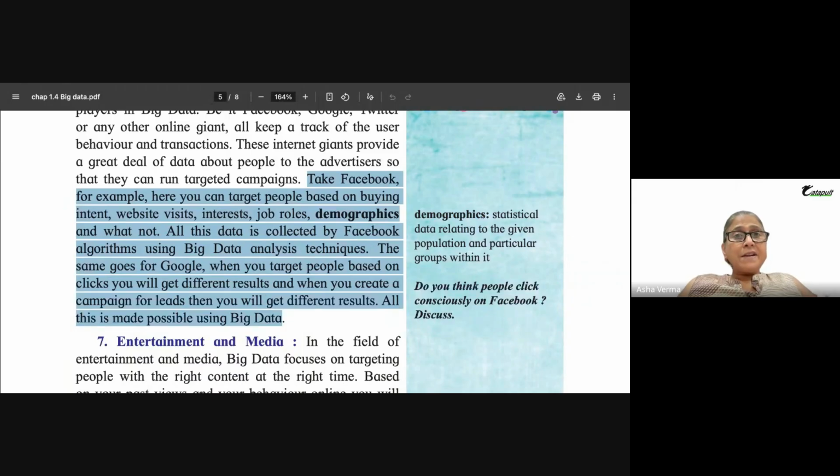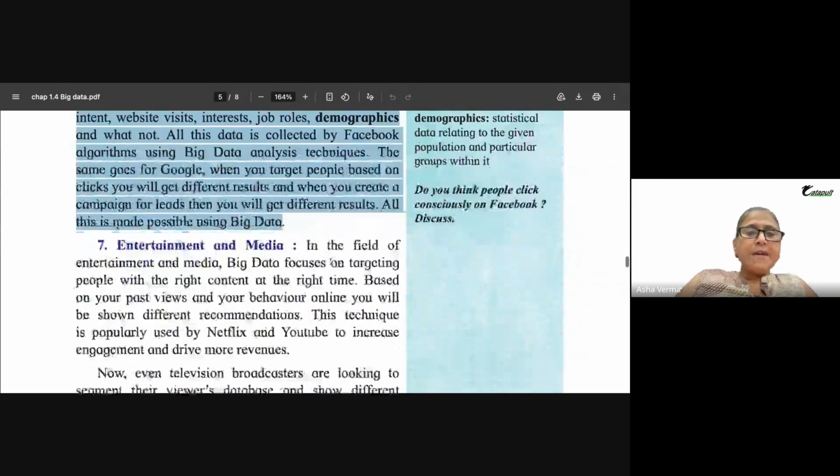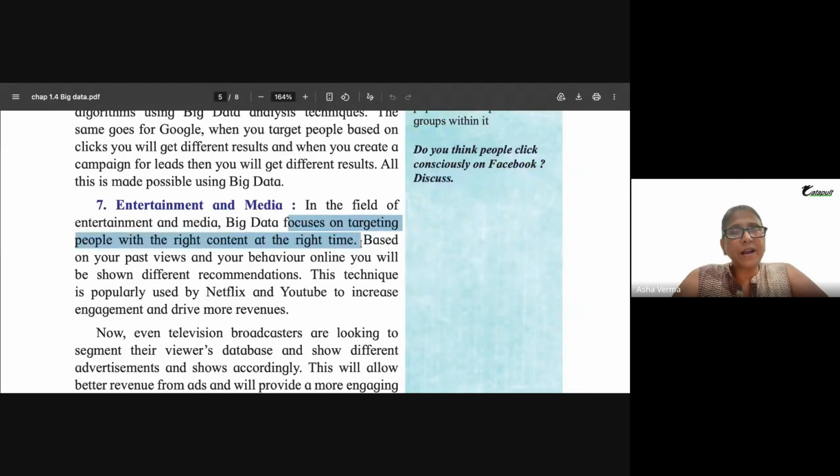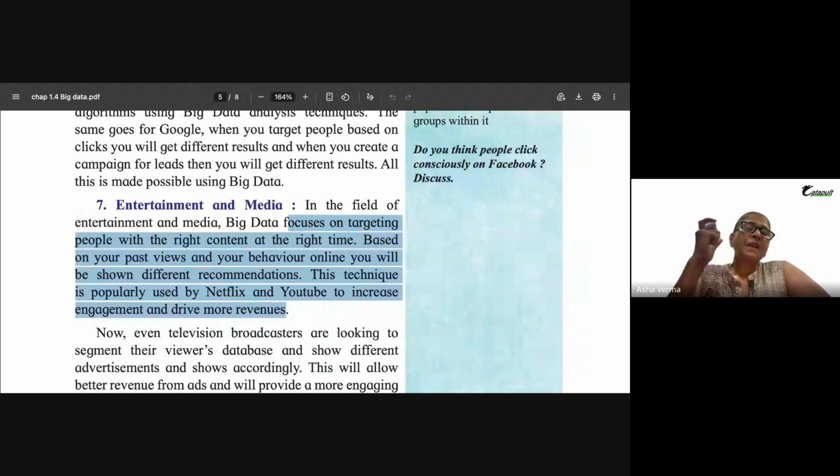Now, entertainment and media. How does entertainment and media use data? It focuses on targeting people with the right content at the right time. Based on your past views and your behavior online, you'll be shown different recommendations. This technique is popularly used by Netflix and YouTube to increase engagement and drive more revenues. So if you're a cricket fan and you're watching cricket videos, you'll be shown more cricket videos.